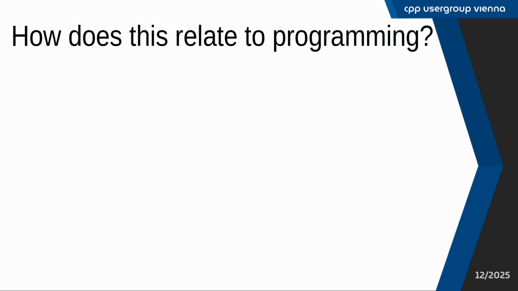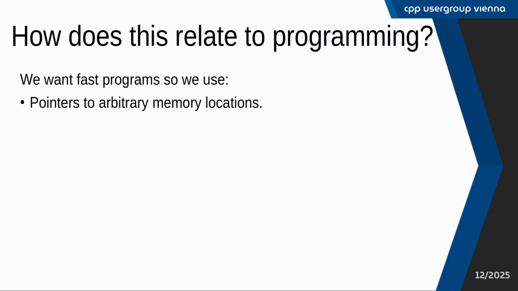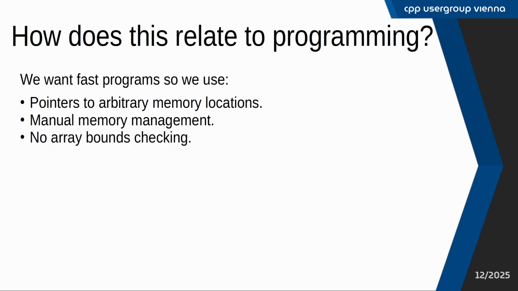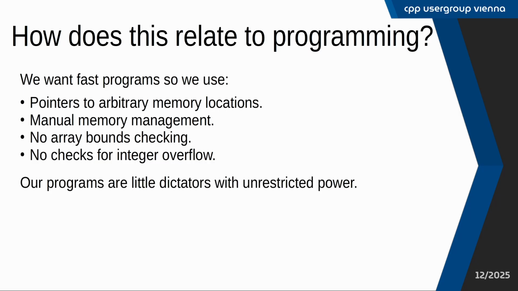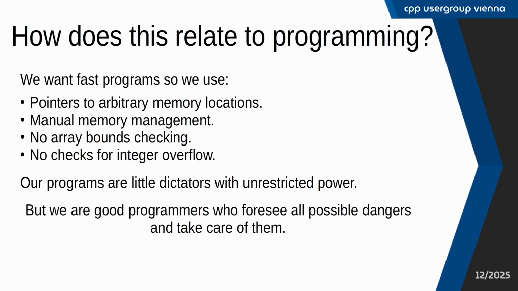And you might question, how does this relate to programming? Are you in the wrong talk? We want fast programs, so we use pointers to arbitrary memory locations. We use memory management, which is manual. And we don't do bounds checking, and we don't check for integer overflow. Our programs are like little dictators with ultimate power, and they are not restricted. But we are good programmers who foresee all possible dangers and take care of them. Are we?